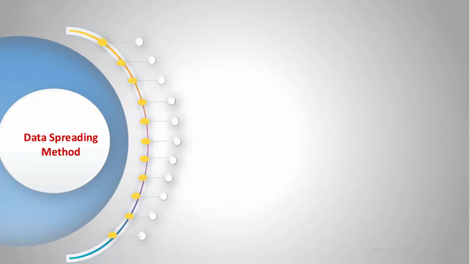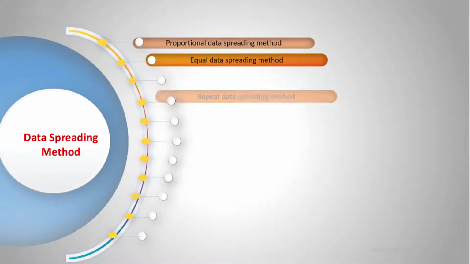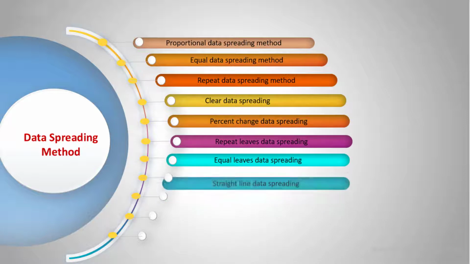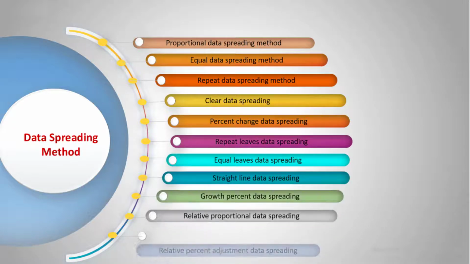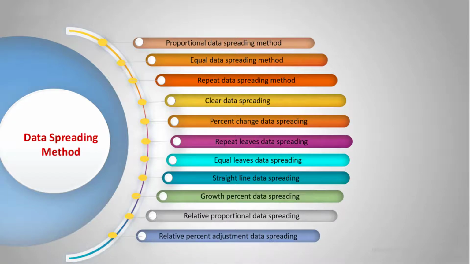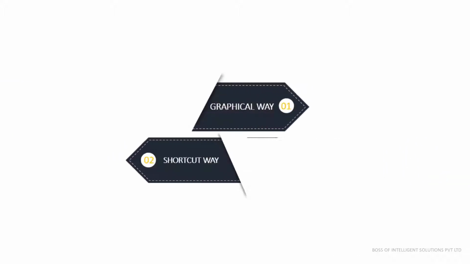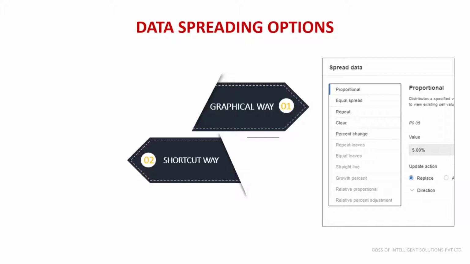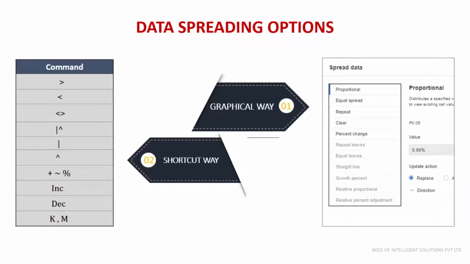IBM Planning Analytics Workspace provides a variety of predefined data spreading methods that you can use to distribute numeric data to multiple cells. There are two methods to perform data spread activity. First is the graphical data spread method, and second is with the help of shortcut keys.